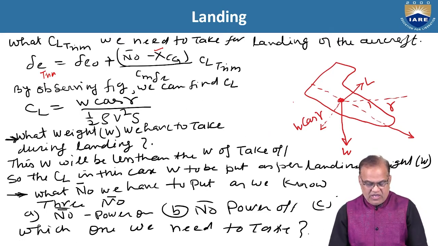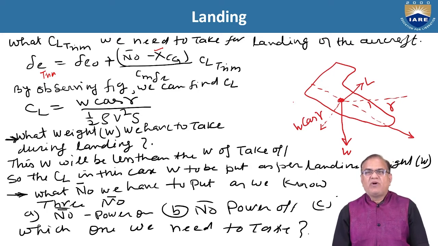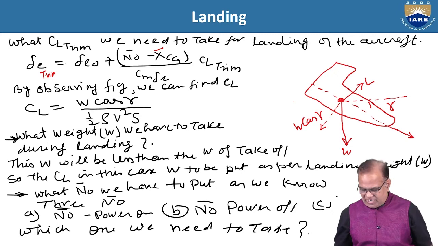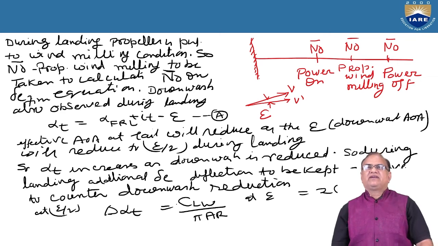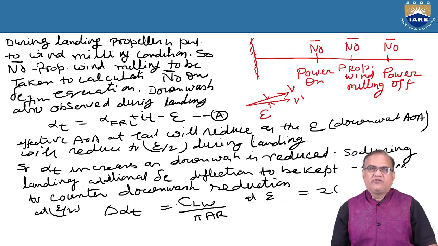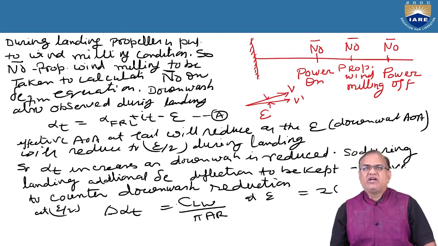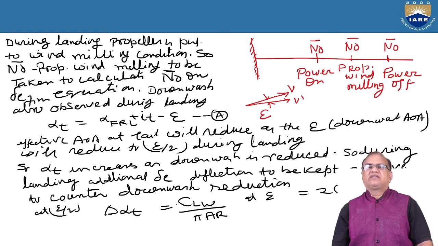So in this we have three types of N naught minus XG. N naught for power on, the second is N naught for power off, and N naught for wind milling. So which one do we have to take for this landing case? During the landing, the propeller is put to windmilling condition. So the neutral point for propeller windmilling is to be taken to calculate N naught in the delta E trim equation. Downwash is also observed during the landing.